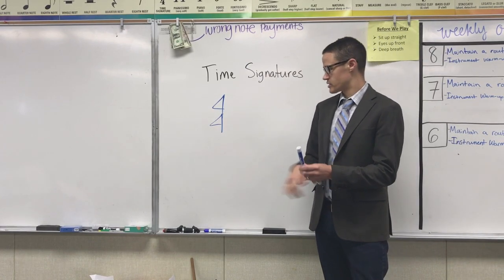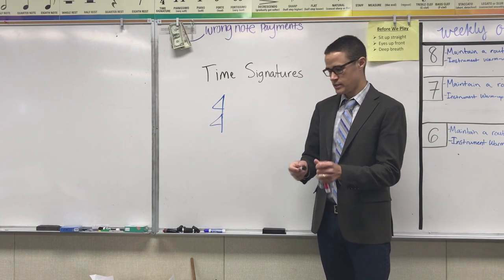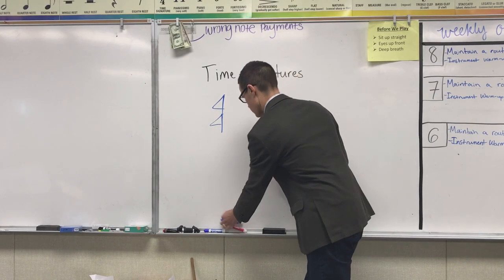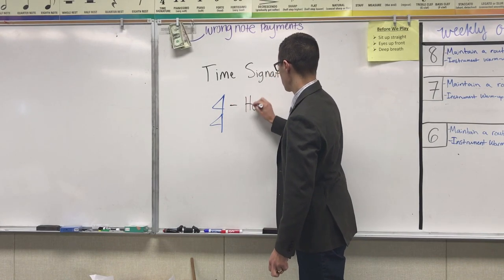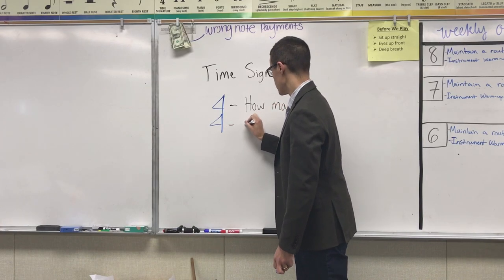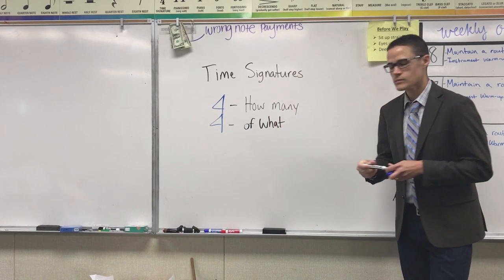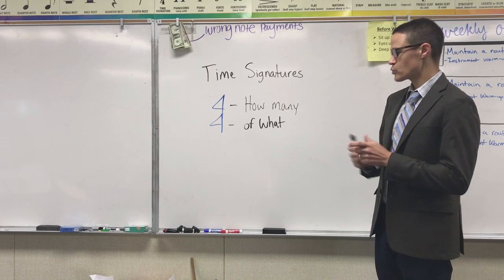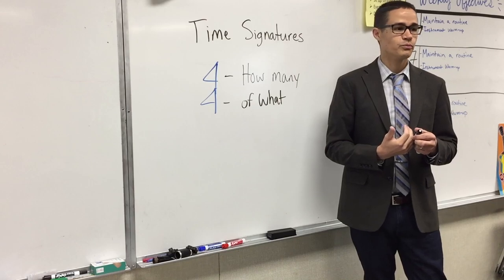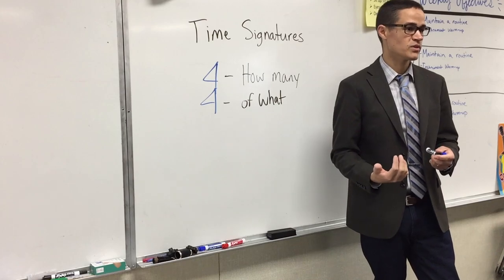What I want us to think about is the top number means how many, and the bottom is of what. How many and of what. So if I were to fill this in here, top line, how many, bottom, of what. How this works is that the bottom denominator here tells us what type of note value we are focusing on for each measure, what note gets the beat within each measure.